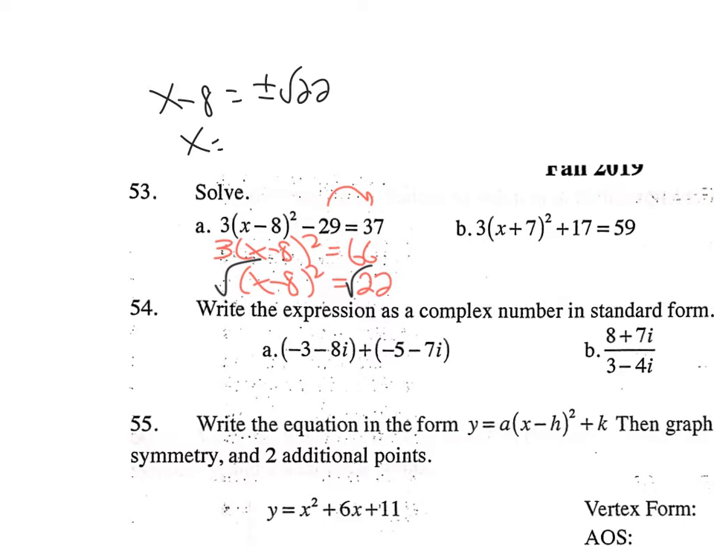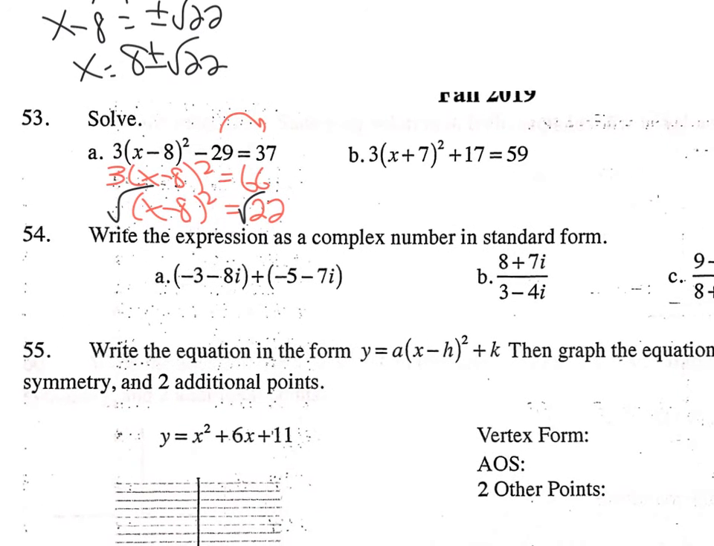So to finish up, just move your 8 to the other side. So I get 8 plus or minus square root of 22. And that's it. On the next one, very similar to that one. Two of those, that should be a hint to you probably.